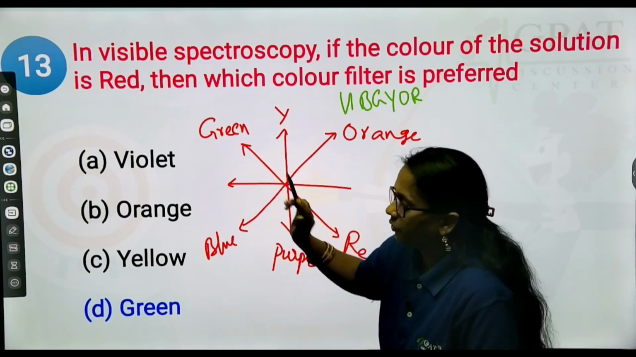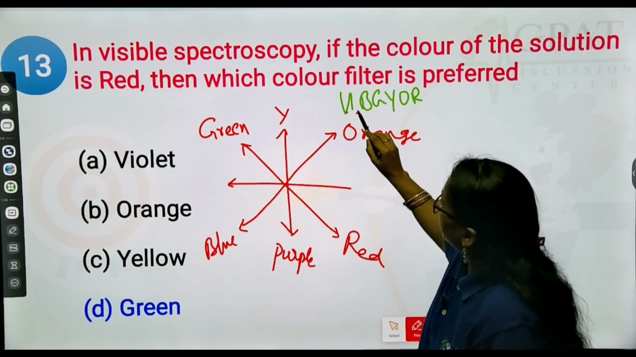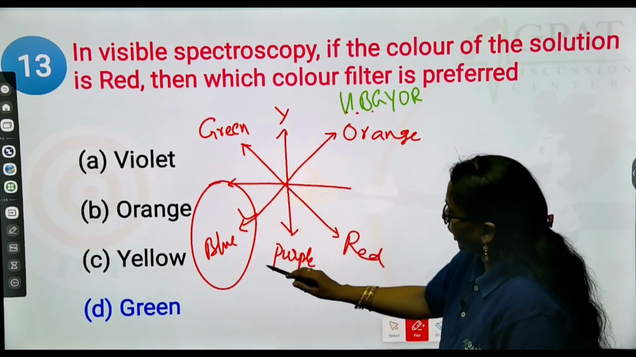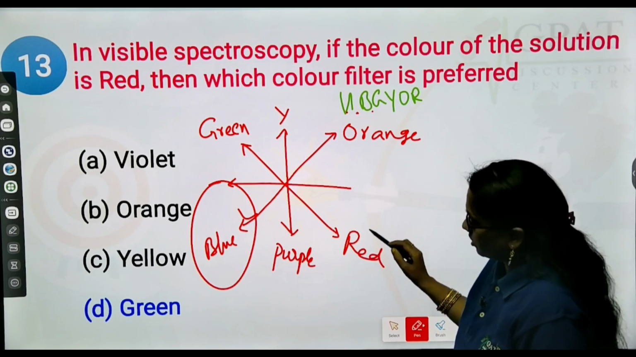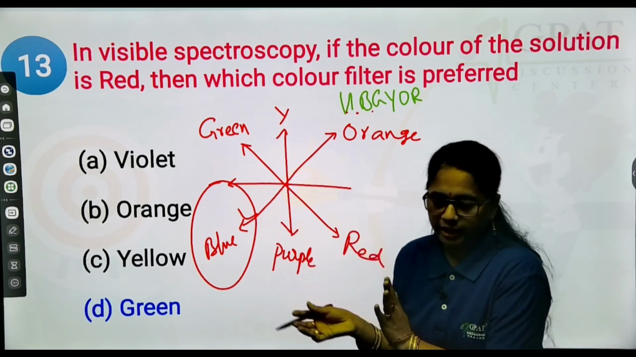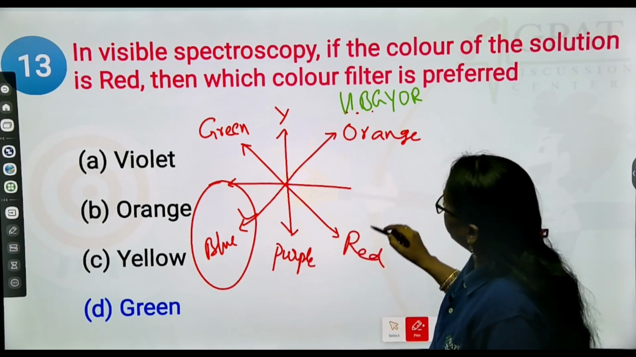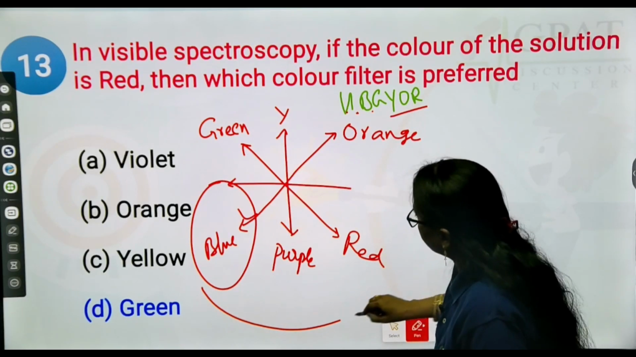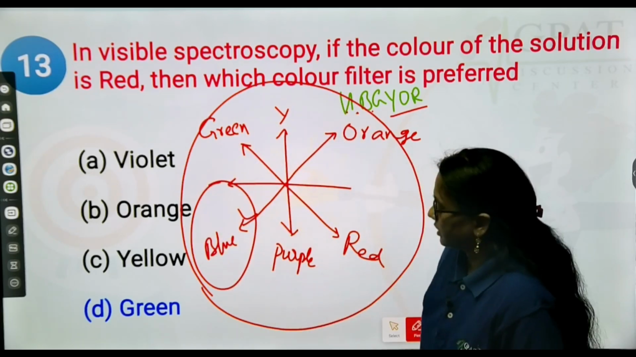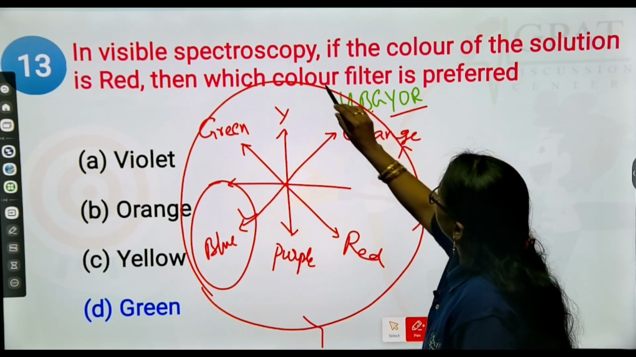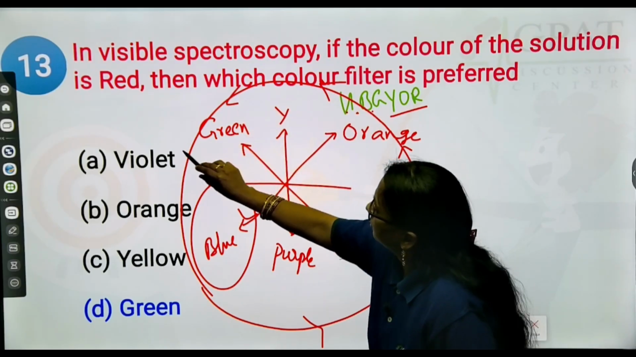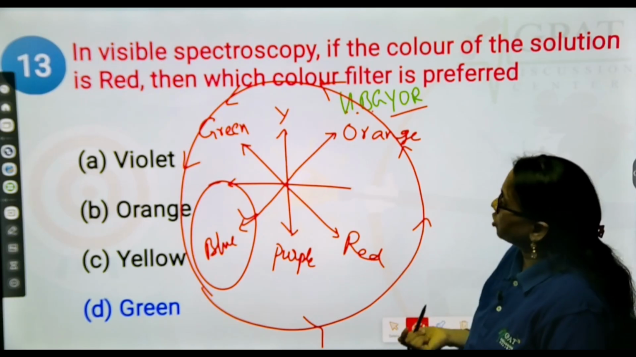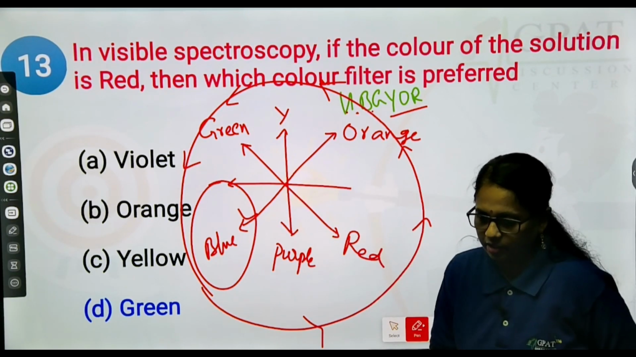With VIBGYOR we know violet, indigo, blue. All these come in this region. Then purple, red come above 500 nanometer. Orange, red, yellow, orange, red. The cycle starts like this. If you remember the cycle in this way, it will be easy for you to answer the questions on colors and complementary colors.